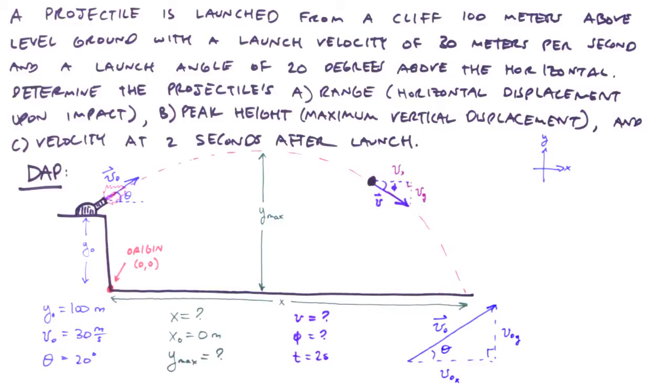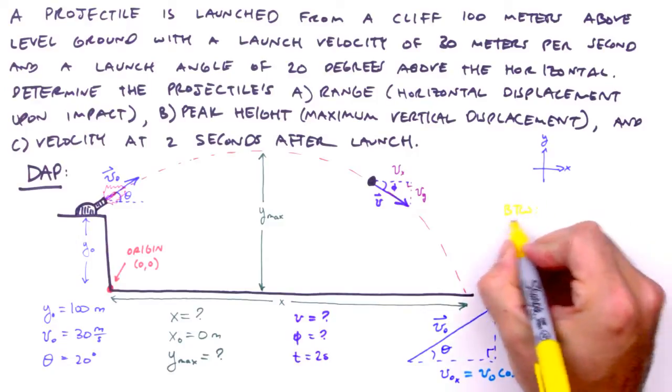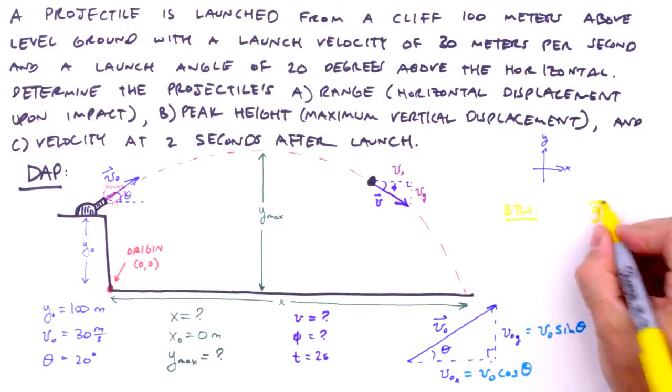Since we'll eventually be writing these components in terms of v sub o and theta, we'll write their trigonometric relationship right here. Let's see, so the y component of v sub o is opposite theta, so it's equal to v sub o sine theta. And the x component of v sub o is adjacent to theta, so it's equal to v sub o cosine theta. By the way, we've got an implied known that should be listed, the acceleration due to gravity.